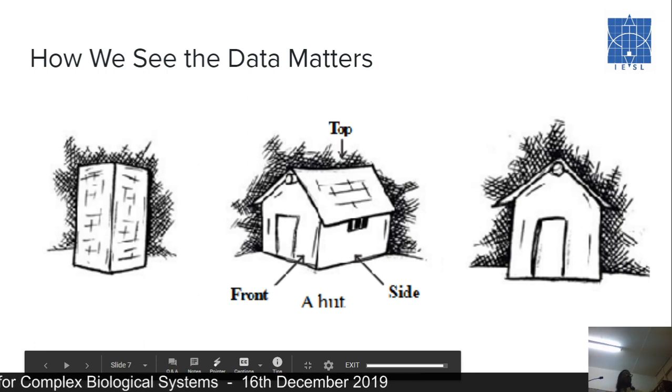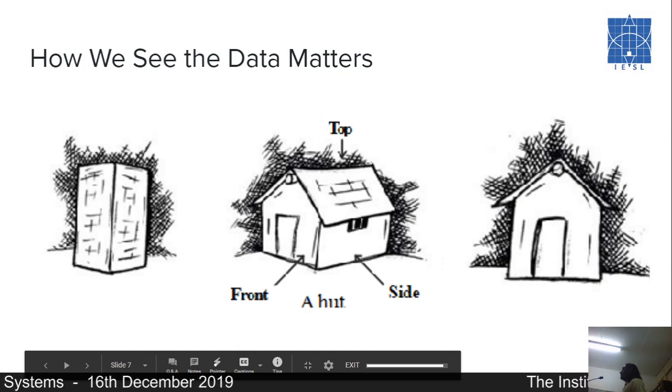But also even the middle diagram is in 2D. So when we have a limited number of dimensions, we have to make sure that we convert our data into a way that we can make sense of it.